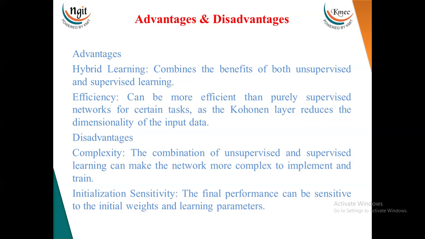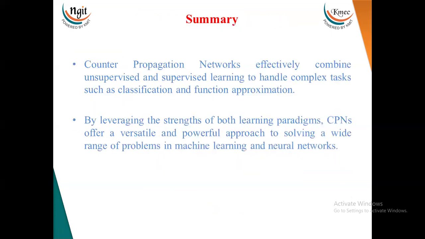And the disadvantages: complexity, because you are combining both unsupervised and supervised learning, so it is very difficult for the implementation part. And initialization sensitivity, because the final result always depends upon the initialized weights and learning parameters. Finally, CPNs are effective for function approximation and compression. If you remove all the disadvantages, this would be the best network for any complex problems.